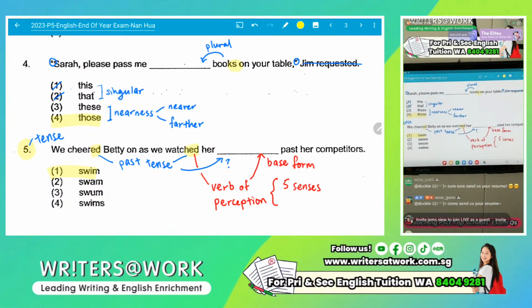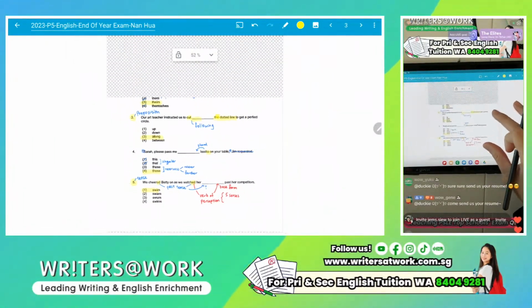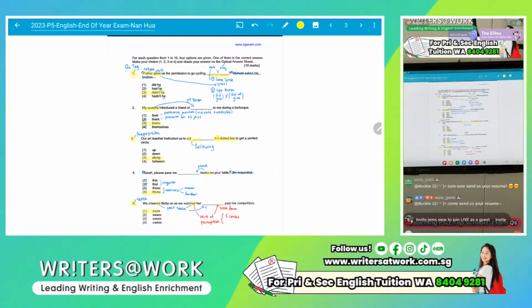Okay, that is it for question 5, as well as our first set of 5 grammar questions. Any questions or any clarifications we need?